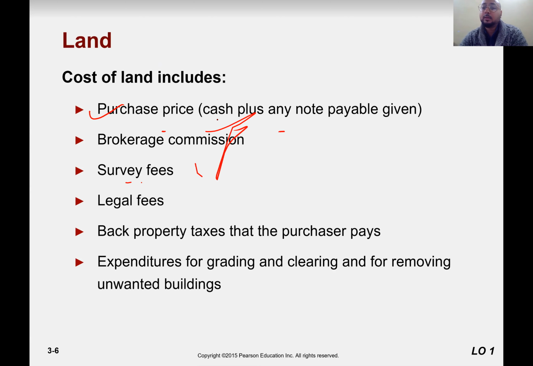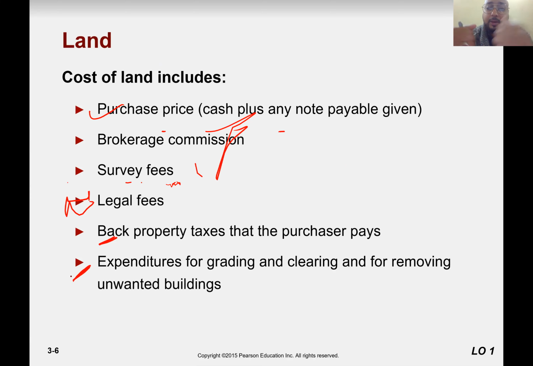Okay, you pay a service fee to a company who surveyed for you. So this is the area where, if you want to build a factory, this is a suitable area, so you have to pay the survey fees. So survey fees are also included in the cost of the land. Legal fees, for transferring charges, taxes, property taxes paid to the government, would also be included in the cost of land.